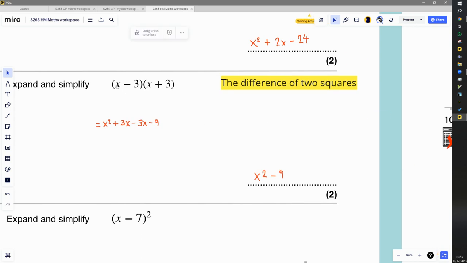Point is, let me just get my highlighter out. We've got this. This term is the same in both brackets, and this term is the same in both brackets, but we've got a minus and then we've got a plus. So in other words, the difference of two squares is always going to be something, which I'm going to call A, minus something else, which I'll call B, all of that being multiplied by the same something plus the other same something, but we have to have a minus and a plus.